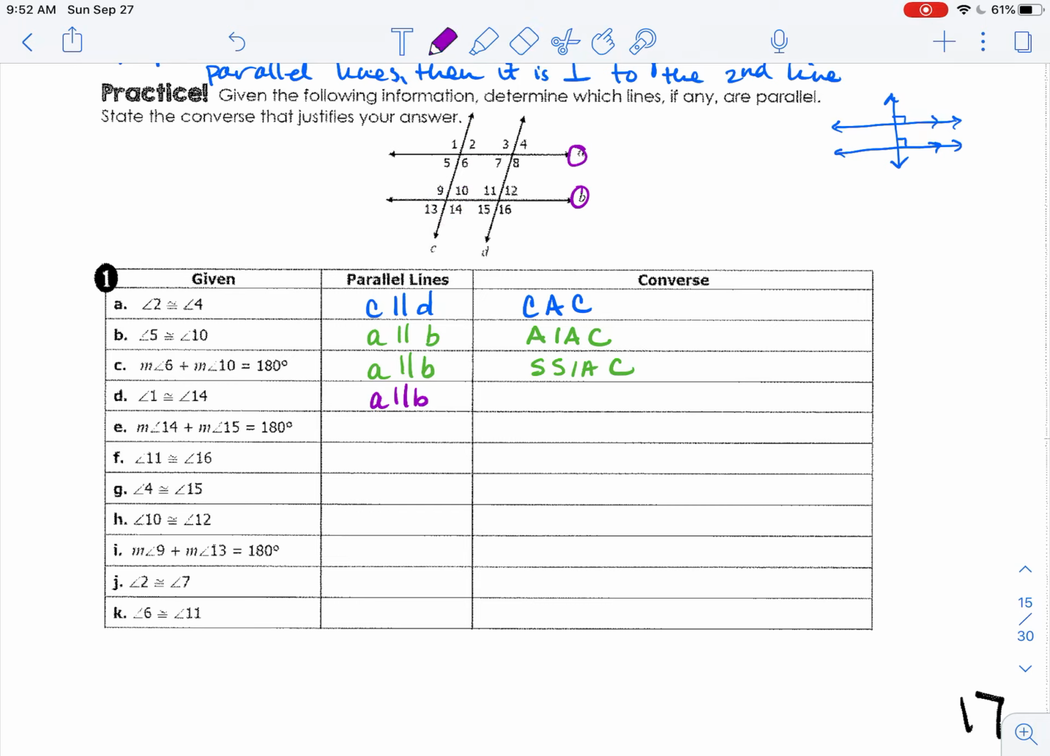And let's see, I had 1 and 14. What kind of angles are those? Well, those are alternate exterior angles, and that's the converse to prove that the two lines are parallel.